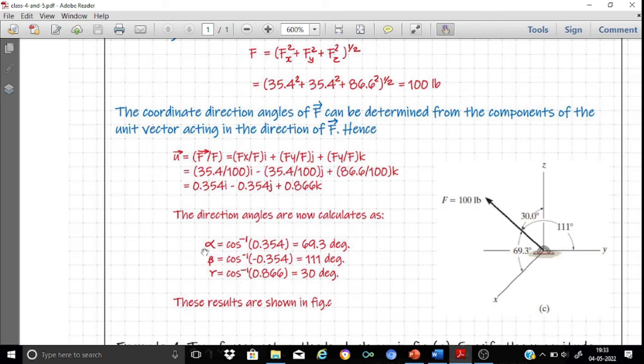Please remember that alpha, beta and gamma are the angles which the vector F makes with the positive x, positive y and positive z axes. Looking at this sketch, you can say that alpha, 69.3 degrees, is the angle which F makes with the positive x axis, and beta and gamma are directly marked as 30 degrees and 111 degrees respectively.